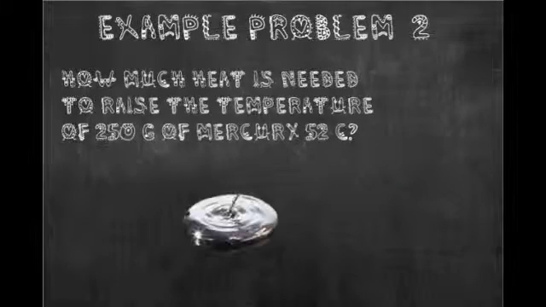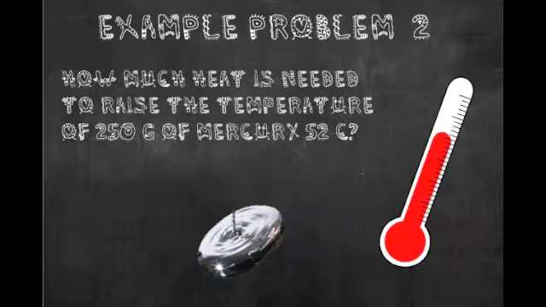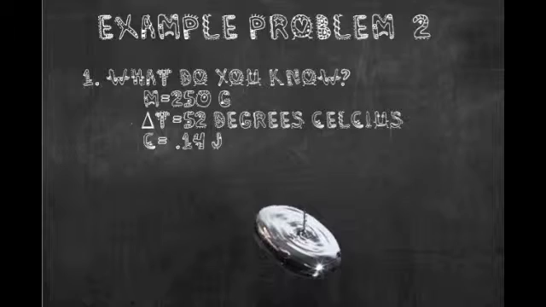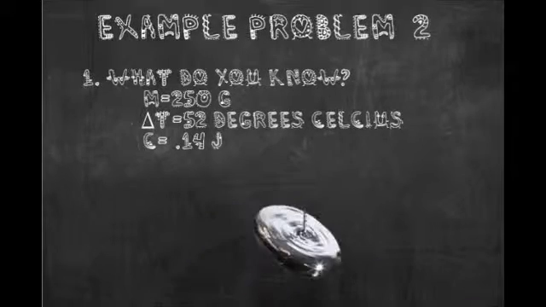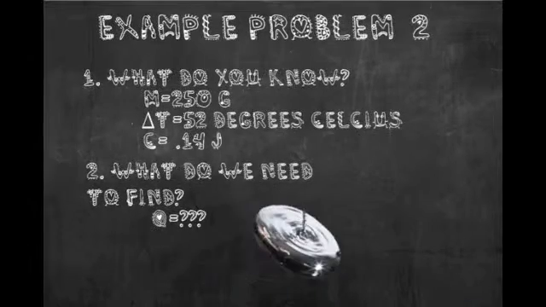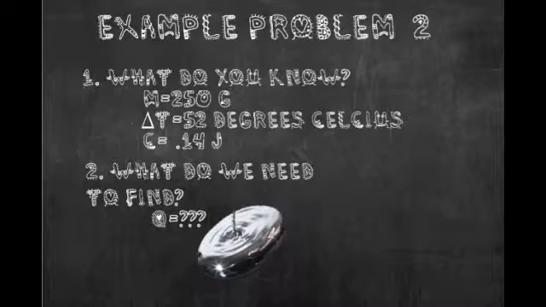How much heat is needed to raise the temperature of 250 grams of mercury 52 degrees Celsius? We know the mass is 250 grams, the change in temperature is 52 degrees Celsius, and the specific heat of mercury is 0.14 joules. So, we need to find Q, or the heat added.